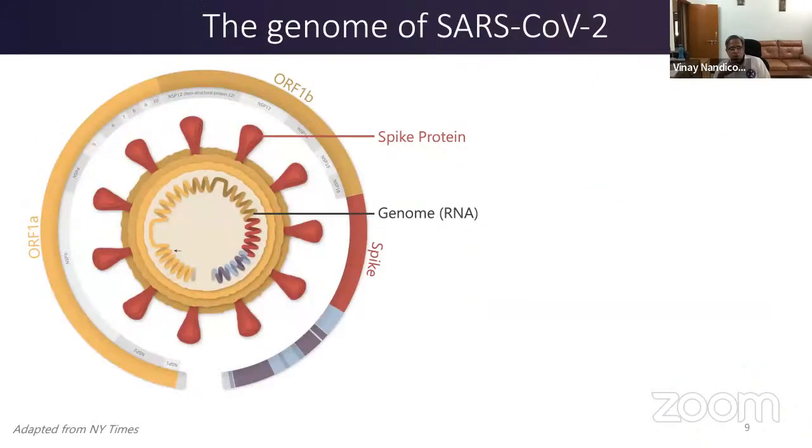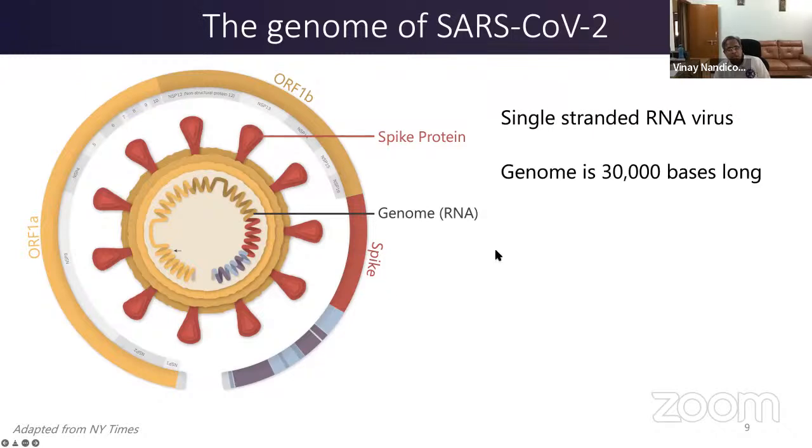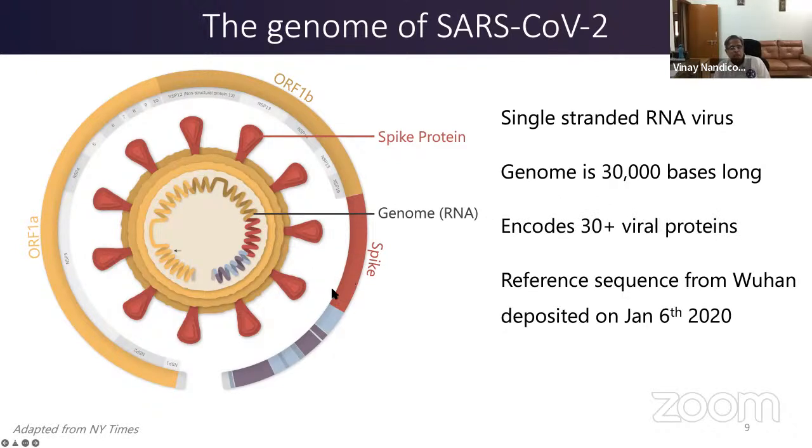But around 2 years ago, one of the novel coronaviruses came into being. This is called SARS-CoV-2. This is what causes what we know today as COVID. And this virus is a single-stranded RNA virus, and it has a genome of approximately 30,000 bases in length, which is relatively large. And it encodes approximately 30 or 30 plus viral proteins. And it was first sequenced on Jan 6, 2020.